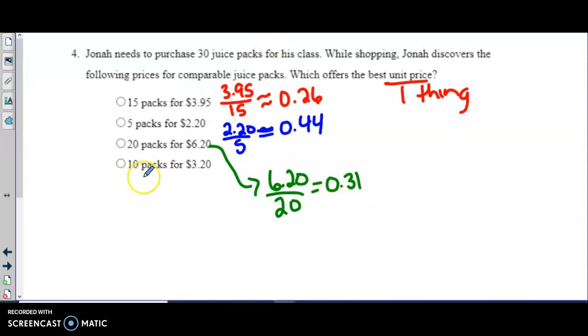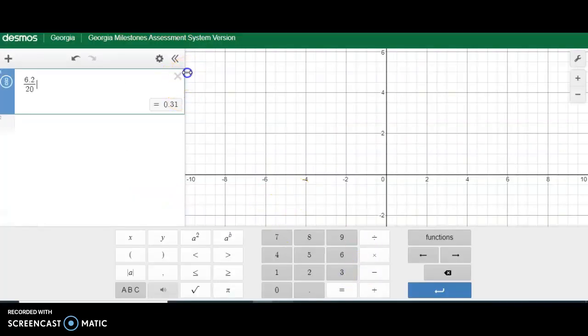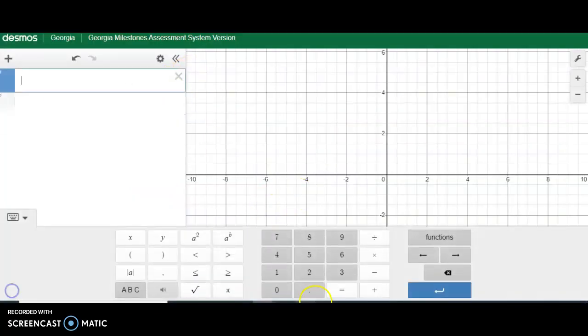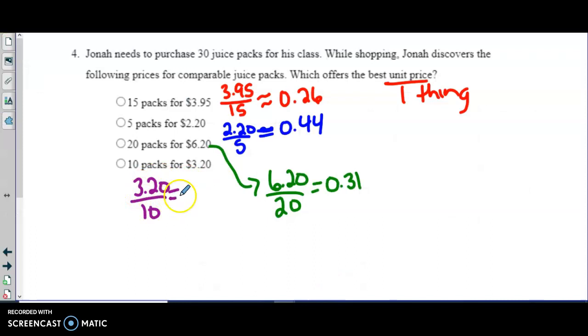And then for the last one, I'm going to do it right under here. We have $3.20 for a 10 pack, so let's go ahead and figure out that unit rate. Oops. And when you do 20 cents, you can put the 0 on the end or you don't have to. So you might have seen me leave it off sometimes. That's just kind of a habit. So this is 32 cents.